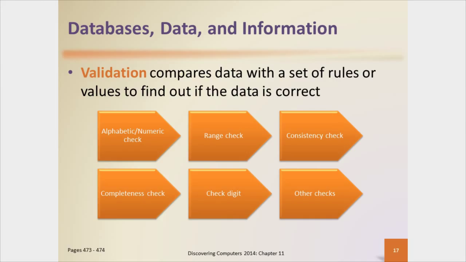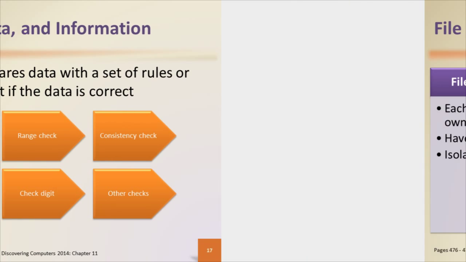We can do a range check. So if we're expecting a value between 0 and 100, if we get 200, we realize it's probably a typo that needs to be corrected. There are consistency checks. So for example, we have a student that graduates. Their graduation date must be after the date on which they entered the university. It's simply a consistency check to make sure things are in order. Completeness checks, check digits, as well as other types of checks that we can do to try to increase the integrity of our data.